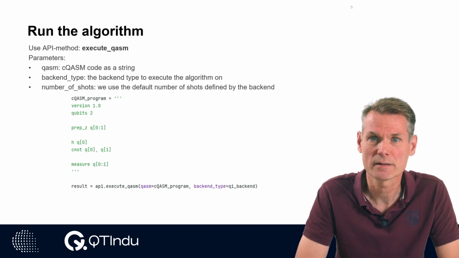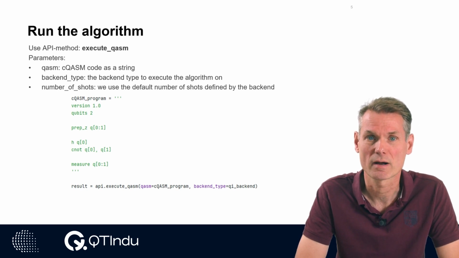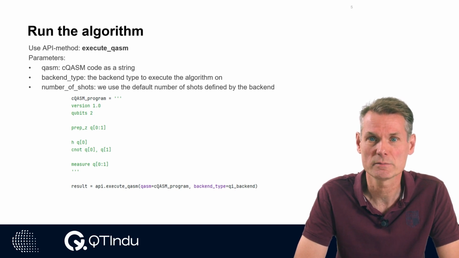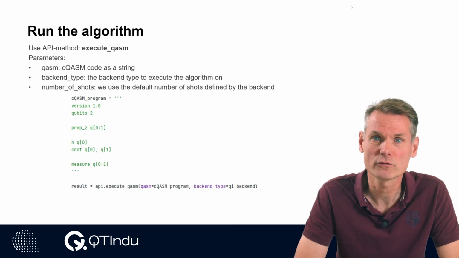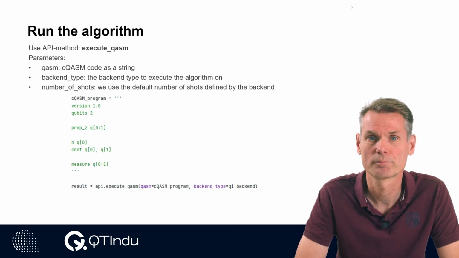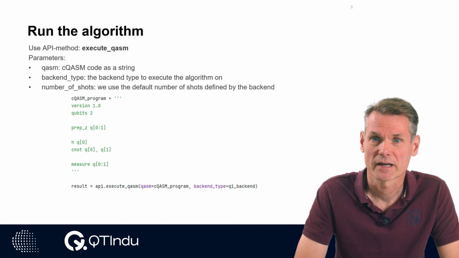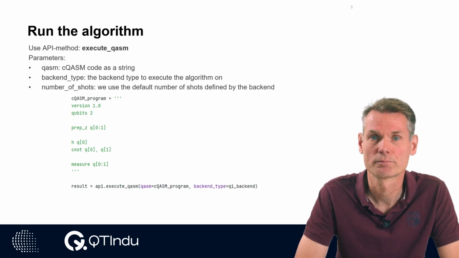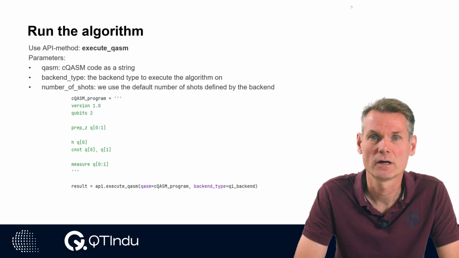The parameter backend_type holds the backend type we defined in the previous step. Another parameter of this method is number_of_shots. This is the number of times we want this algorithm to run. We run the algorithm more often to get a probability distribution of the results. Why this is needed is explained in a different module. By not specifying it, we use the default of the backend, in this case 1024. Obviously, the higher the number, the longer it takes to run the algorithm.